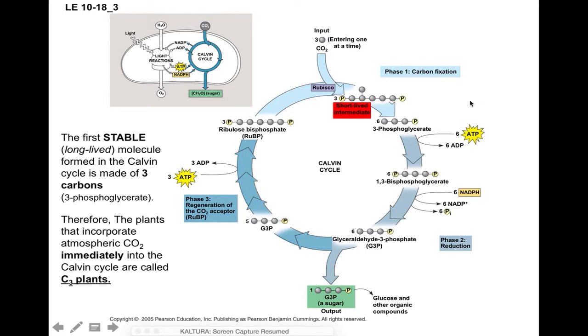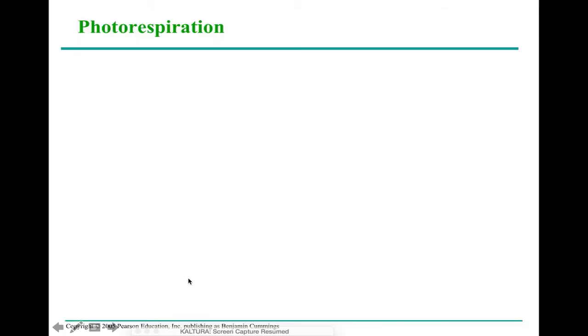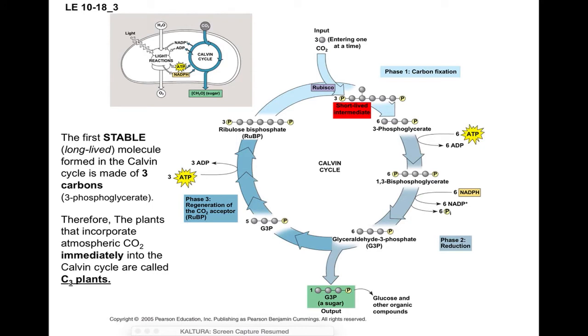So when carbon is fixed and the first stable compound that is formed is made of 3 carbons, it is called a C3 plant. Whenever carbon is fixed and the stable compound that is formed has 3 carbons only, then it is called a C3 plant. What happens when carbon is fixed and the first stable compound that is formed has 4 carbons? They are called C4 plants.